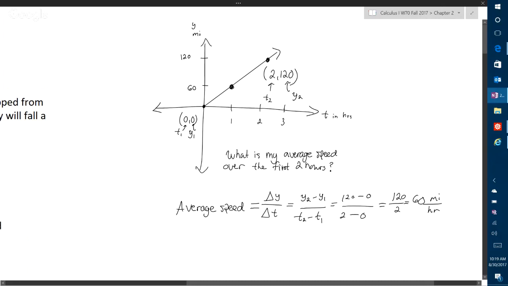Now, are there any questions? Any questions at all? So we're going to look at some more examples. This is just to start us off.